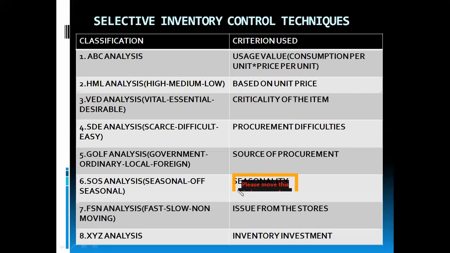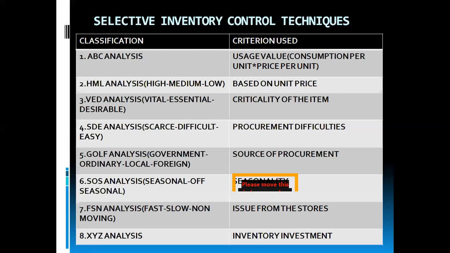Then FSN, fast moving, slow moving, non-moving. This is basically how it is issued from the store or how it is being consumed by the firm, how much it is being used up. Fast moving items are regularly and frequently required, so we need to exercise more control. We should ensure that these items are always available in the stock. Slow moving, less or moderate control. Non-moving items are those which have not been used over the past 2 years and are not required. The company need not invest much in non-moving items because they are not used much.